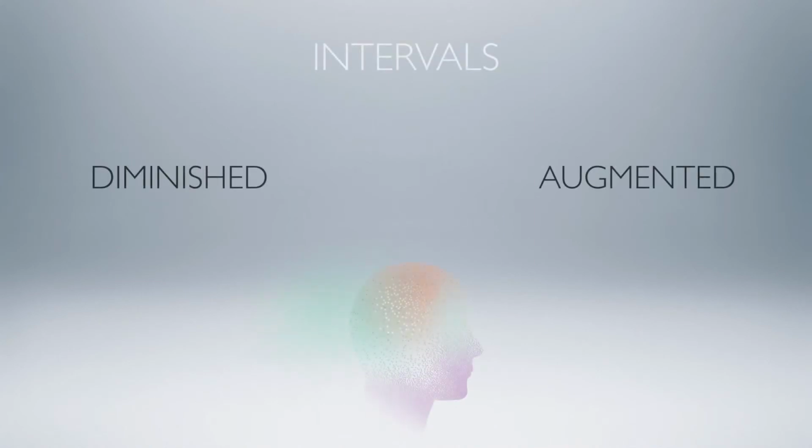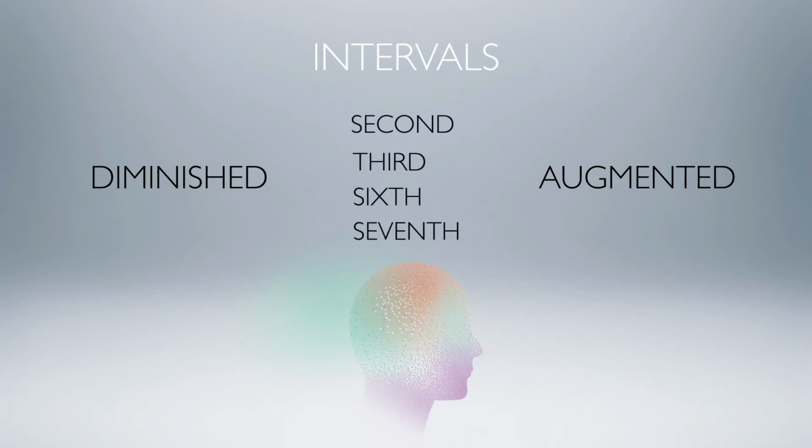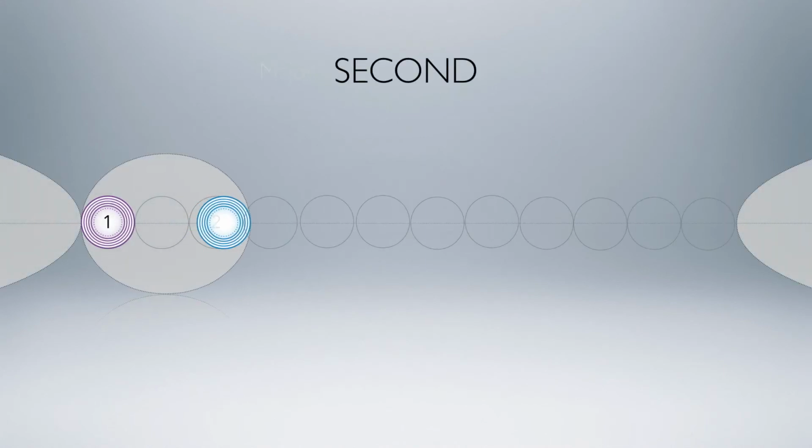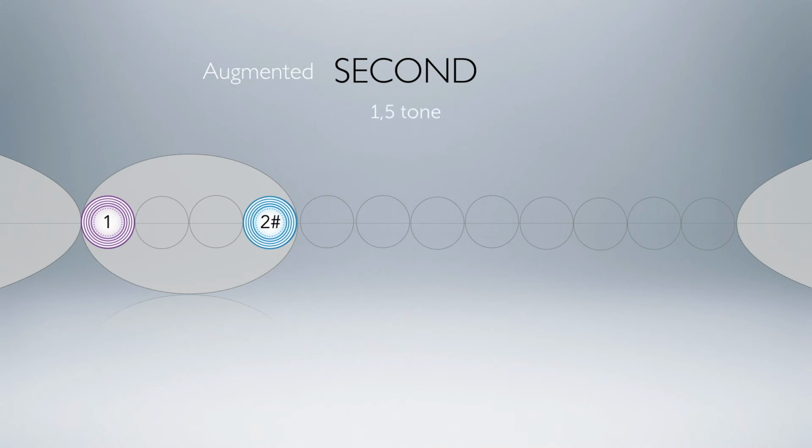Let's continue. The terms augmented and diminished can also be used for the first group of intervals composed of the second, the third, the sixth, and the seventh, but with a few nuances. For this group of intervals, the term augmented also means the raising of the interval by a semitone. But don't forget that this notation applies only to the major second, the major third, the major sixth, and the major seventh. Therefore, when we talk about the augmented second, we actually mean the augmented major second. An augmented second corresponds to a minor third.